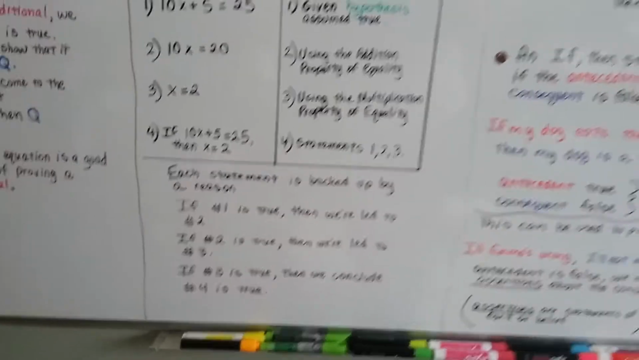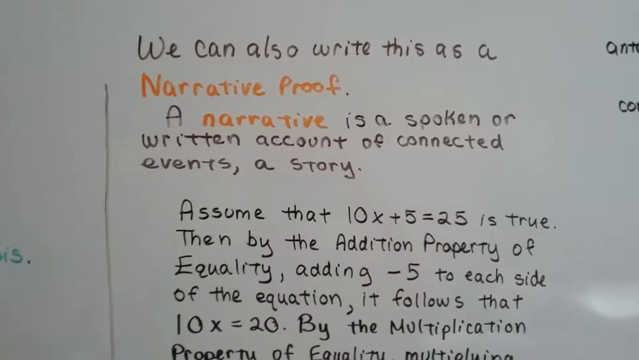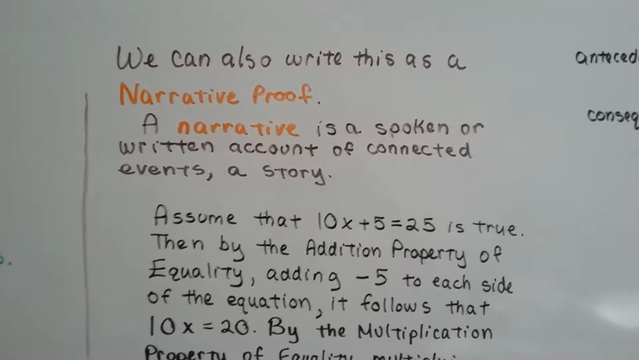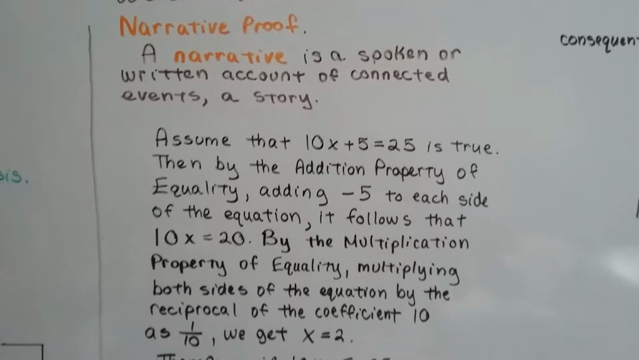See? We can also write this as a narrative proof. A narrative is a spoken or written account of connected events, or a story. So here it is as a narrative proof.